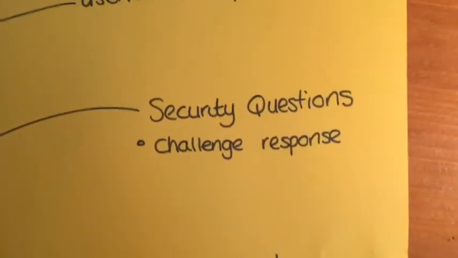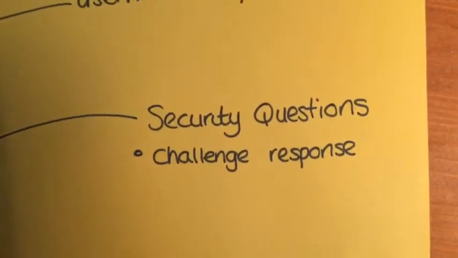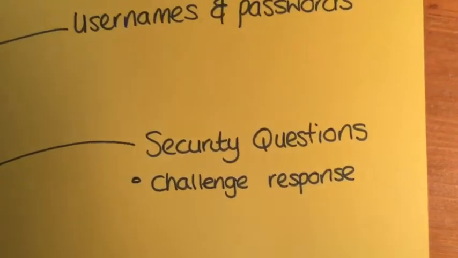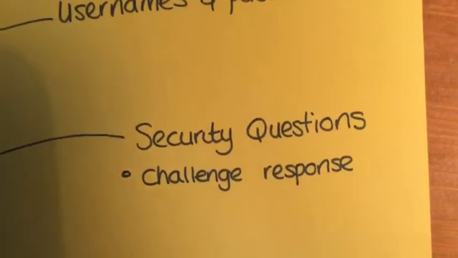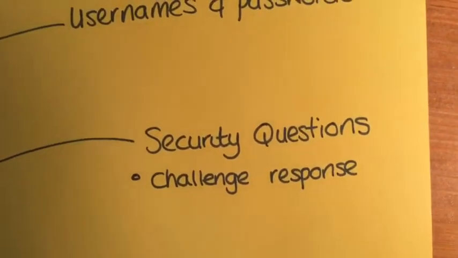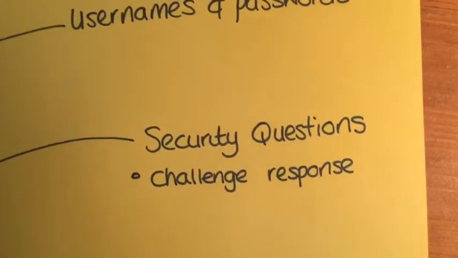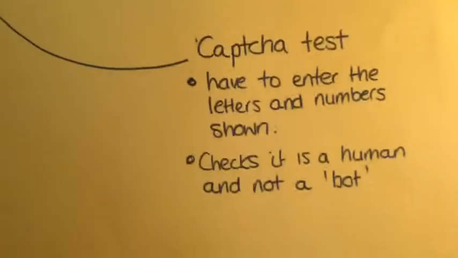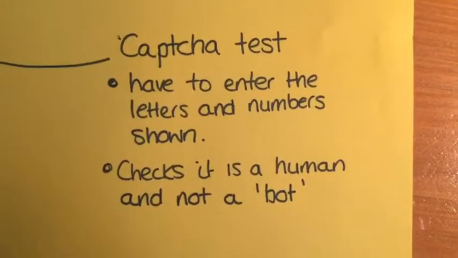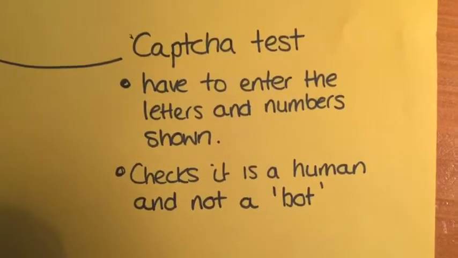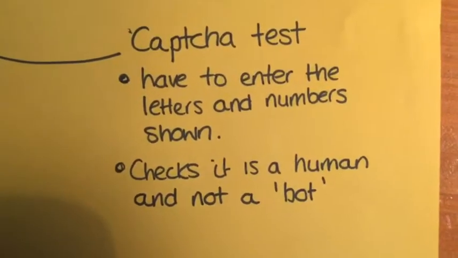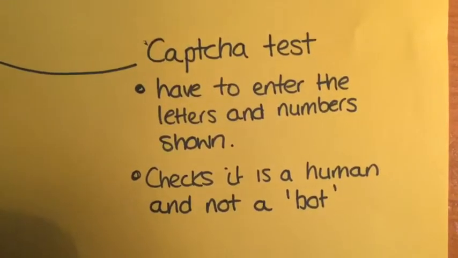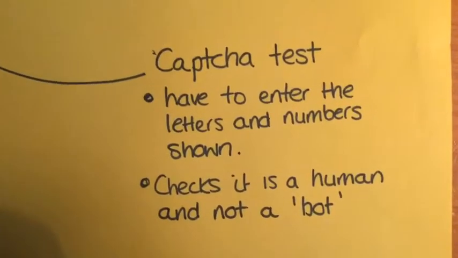The second way is challenge response through security questions, and these are often when you set up an account, you're asked to enter a question and you enter your own secret answer. You need to make sure it's a question or an answer that only you are likely to know. And the final way is a CAPTCHA test, and with a CAPTCHA test you have to enter the letters and numbers shown. The purpose of a CAPTCHA test is checking that the form's being completed by a human and not a bot or a web robot.